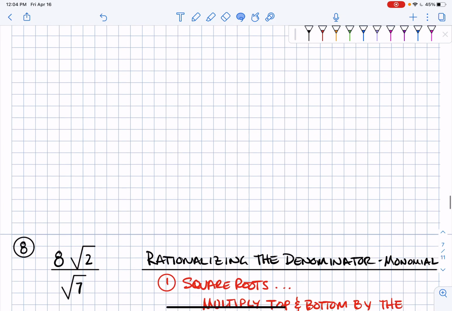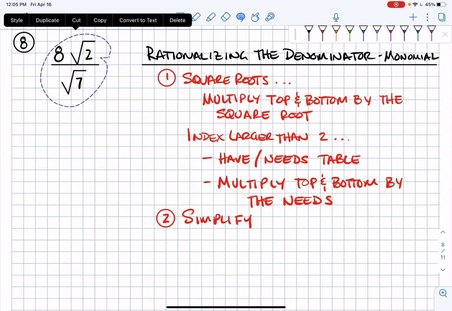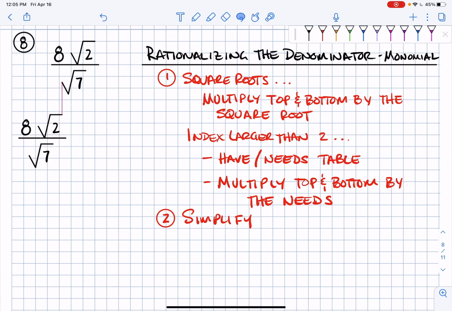On to number 8. Rationalize the denominator. In other words, I cannot have a radical in the denominator. So what I need to do is get rid of that, and in order to get rid of that, I'm going to multiply top and bottom by that radical.